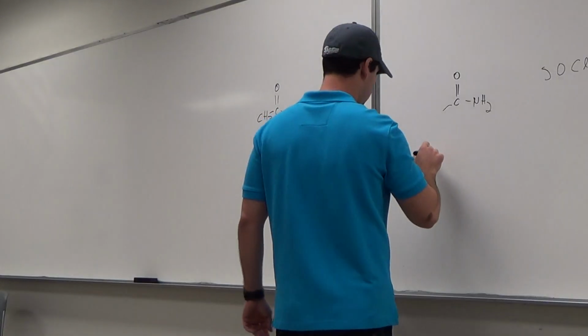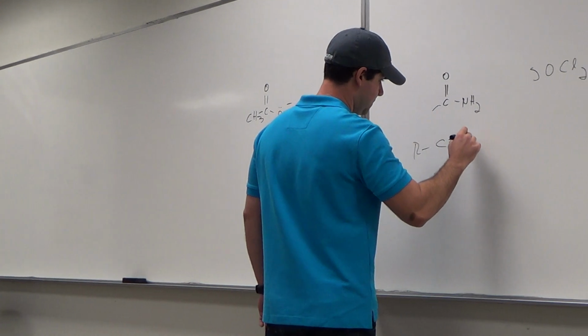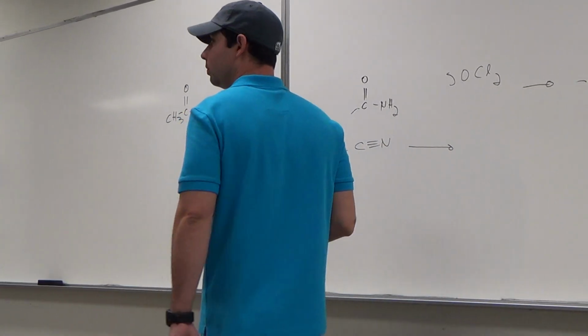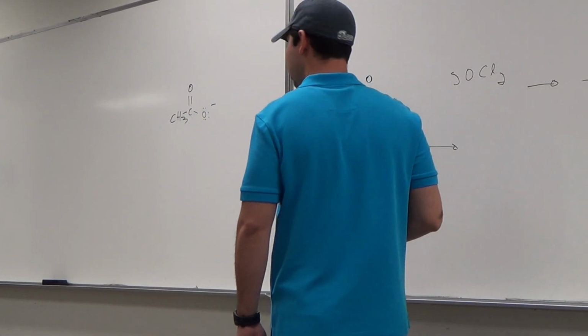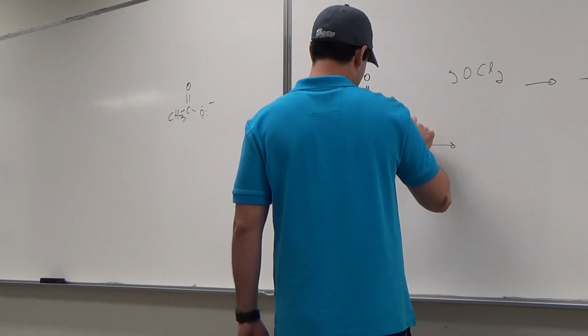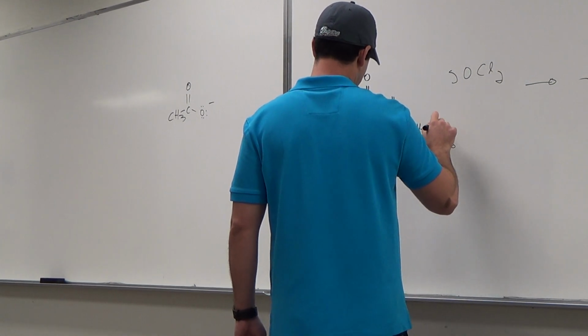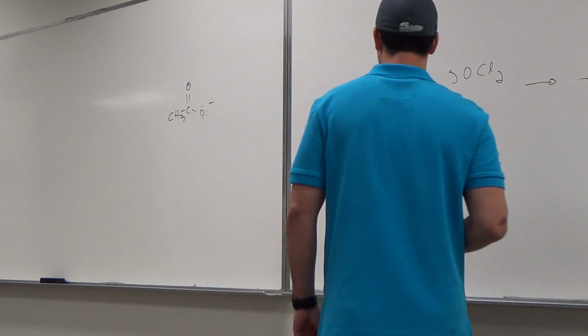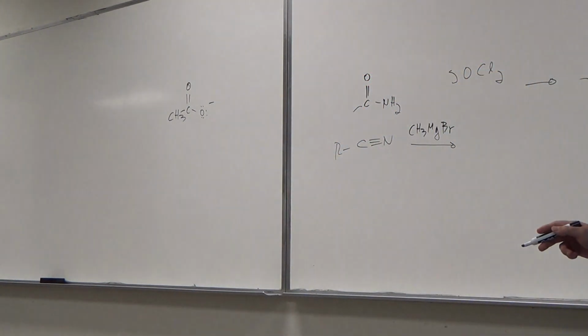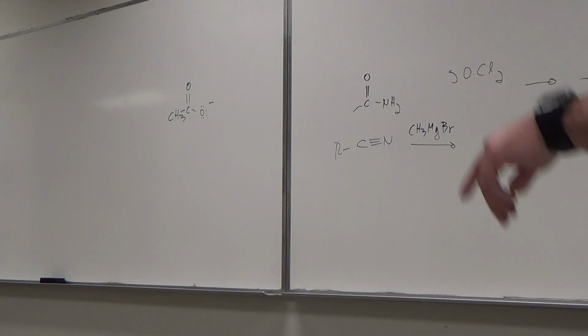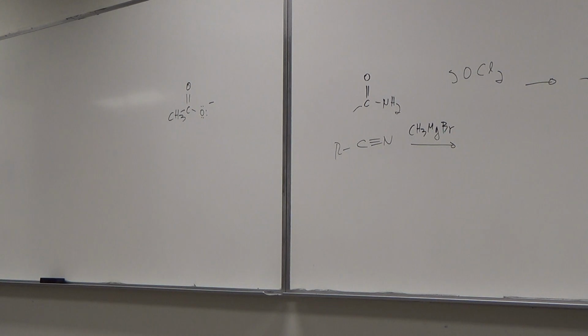We have this nitrile. And we treat this with a Grignard. What does that give you? Carboxylic acid? Ketone? How do you know? Ketone. Say it. I want you to say it. How do you know?